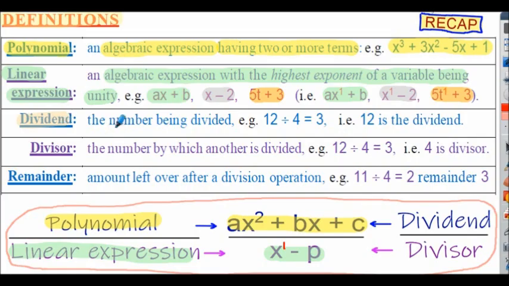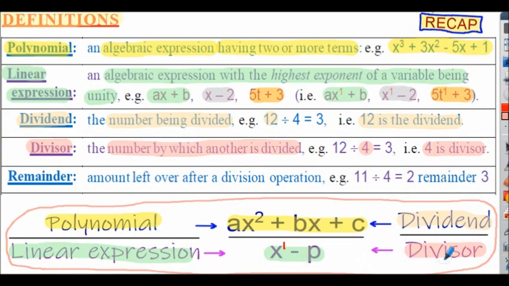Term dividend. This relates to the number being divided. So in the calculation 12 divided by 4 is equal to 3, then 12 is termed the dividend. At the bottom of the slide here we can see that the ax squared plus bx plus c polynomial is the dividend, the top line or the numerator of our calculation. The divisor, this is the number by which another is divided. So in the calculation 12 divided by 4 is equal to 3, then 4 is termed the divisor. At the bottom of the slide, the linear expression x minus p is the divisor, the bottom line or the denominator of the calculation.